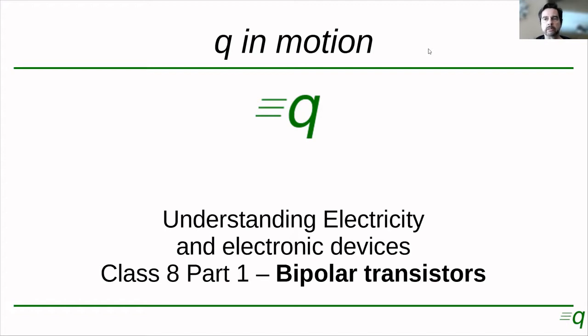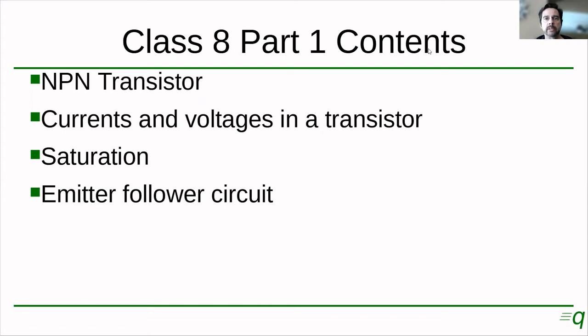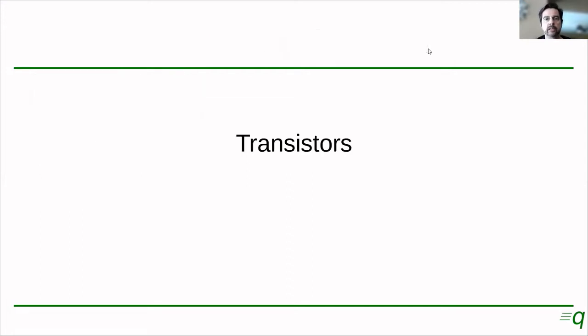Today, we're going to be talking about bipolar transistors. So today's class, we're going to be covering the NPN transistor, and we're going to see how currents and voltages flow in a transistor. We're going to see what saturation is in a transistor, and we're going to see one transistor configuration, which is called the emitter follower circuit.